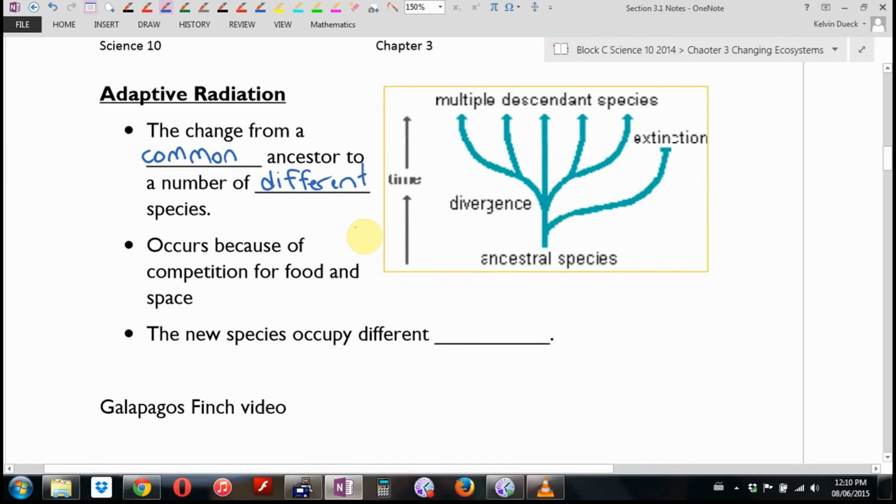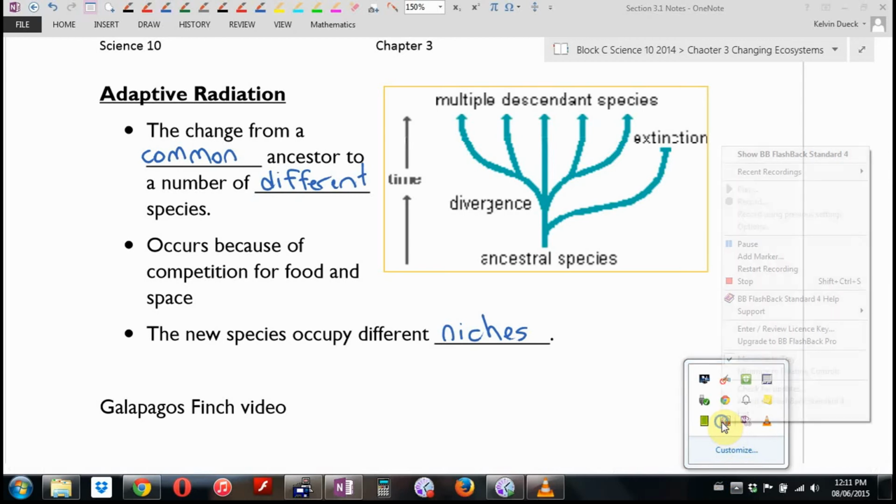So the change from a common ancestor to a number of different species occurs because of competition for food and space. I said that already. The new species occupy different niches. That's a fancy word for a little area that you just fit in well. You're needed there for other species to thrive and survive as well. You find your niche. Put your pencils down.